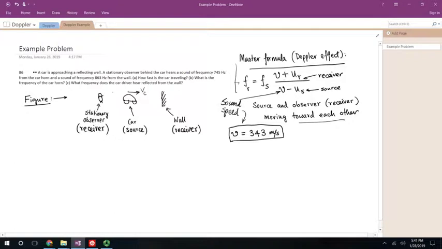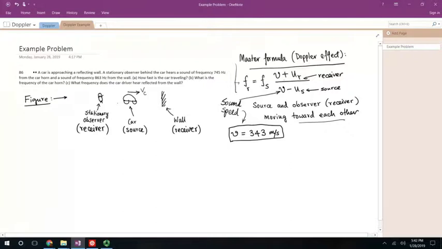Okay, so clearly there are several scenarios. So I have drawn a figure. The figure shows you the stationary observer, which is a receiver in this case. And then there's a car, which is the source of the sound, which is moving. The car is moving toward a wall, which is also in some sense a receiver. I mean, the wall is receiving the sound and then reflecting it back. Okay, so we're going to analyze this problem now.